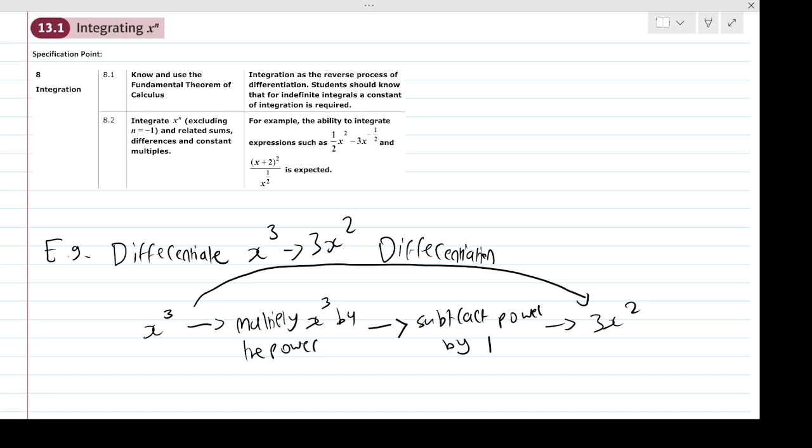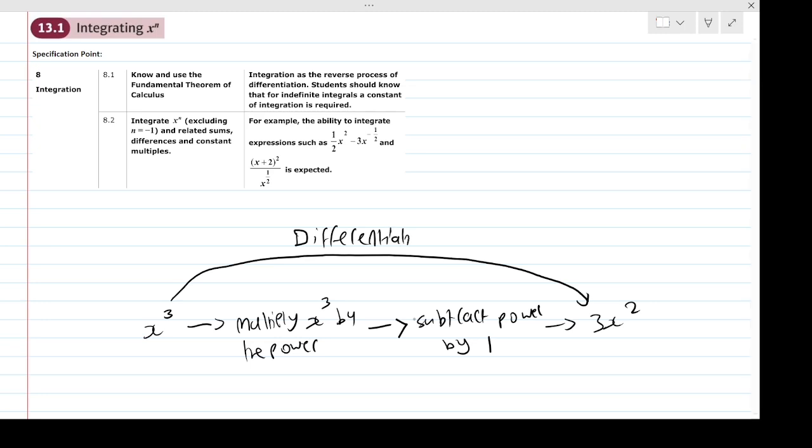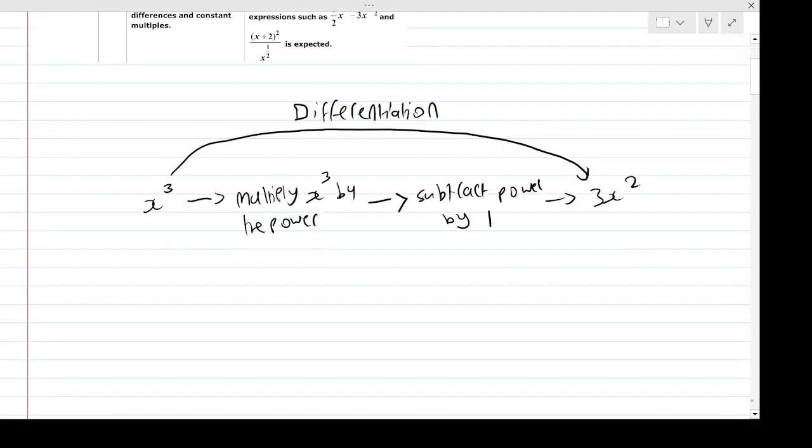Let me get rid of this top bit here now. Overall, these two steps are how we differentiate something, that we've seen before. So then the question is, we can go backwards, can't we? We can undo the steps and go in reverse. We're doing the inverse. So instead now we start with 3x squared, and we want to go back to x cubed by going the other direction.